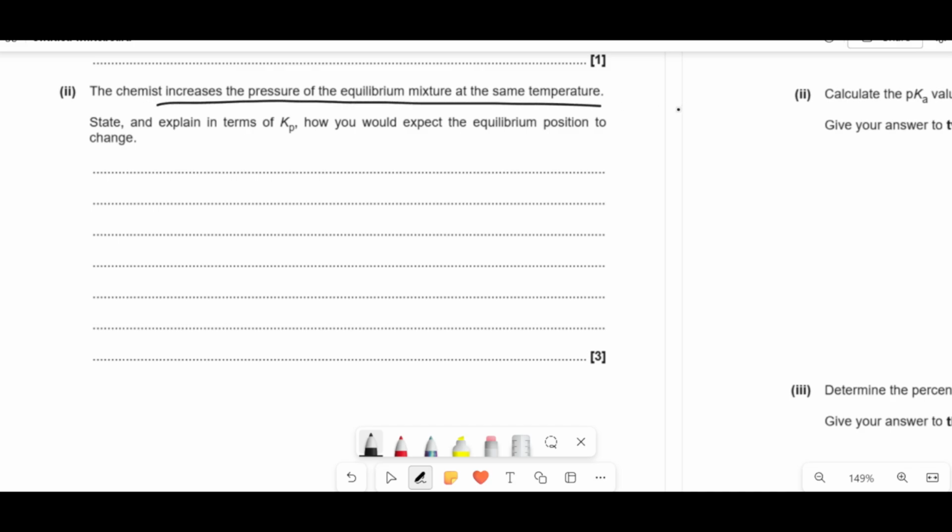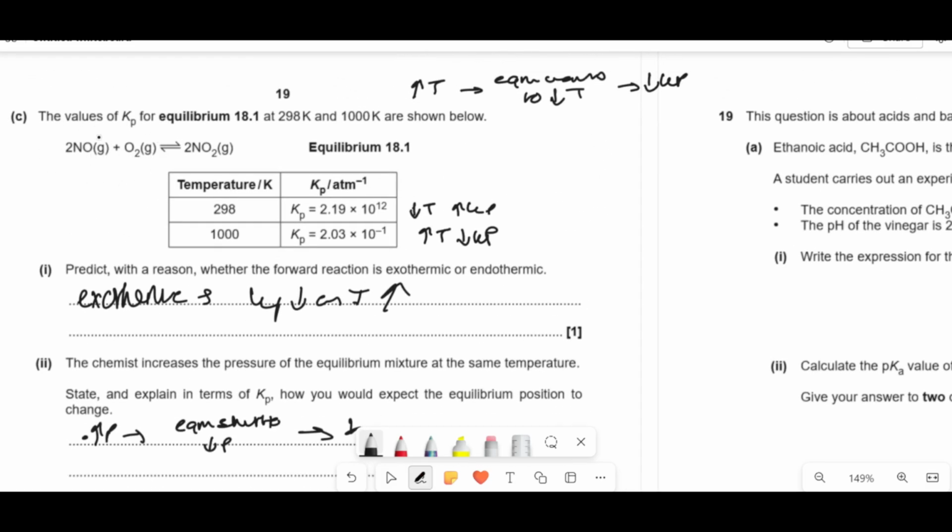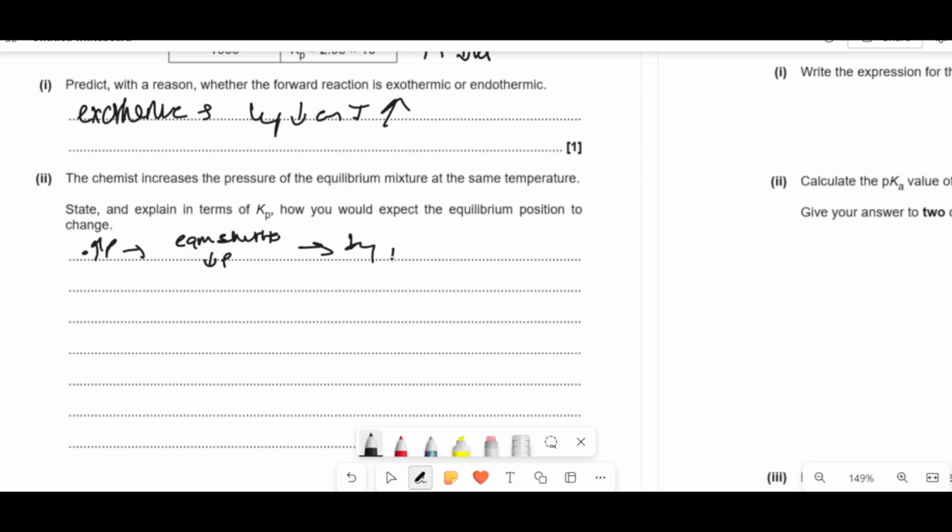The chemist increases the pressure of this equilibrium. Suggest and explain in terms of Kp what you would expect to happen to the equilibrium. Le Chatelier's principle says that to counteract the change, since they increased the pressure, the equilibrium will shift to decrease the pressure. I always like doing it like this, because then I'm always getting all the points: I say the change was this, it wants to do this, and it actually does it by shifting either left or right. So if it's going to lower the pressure, it's going to move to the side with fewer moles, so it goes right. It moves right to the side with fewer moles.